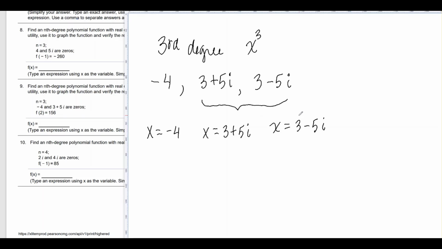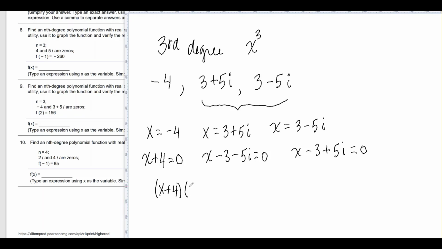Now we need to get each of these equal to 0, so that's going to be x plus 4 is 0. This is x minus 3 minus 5i is 0. X minus 3 plus 5i is 0. So that means the factors are x plus 4, x minus 3 minus 5i, and x minus 3 plus 5i.